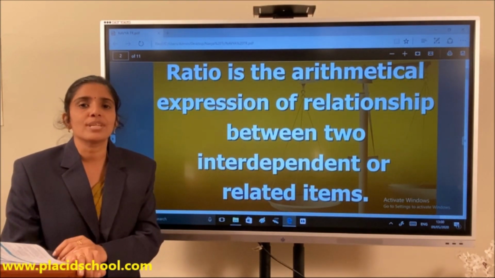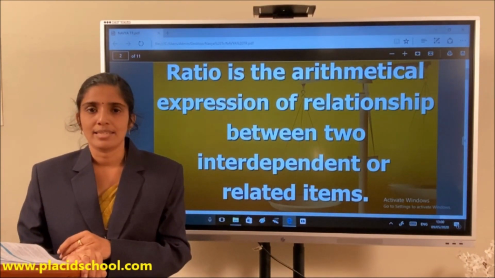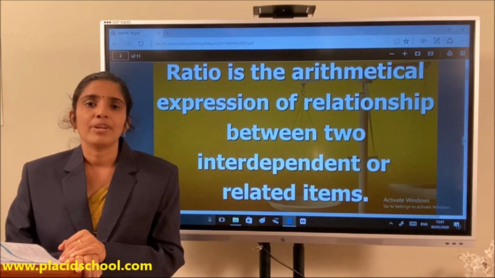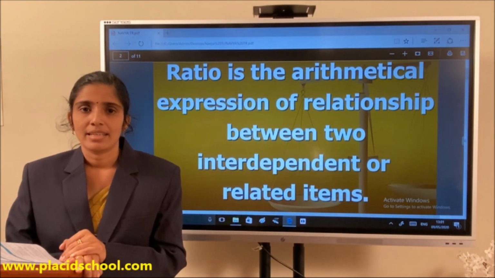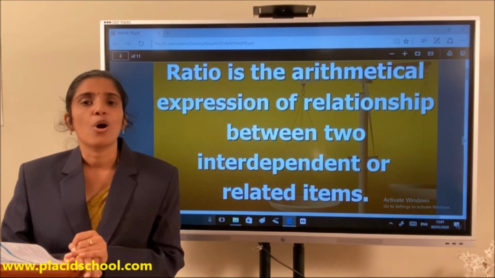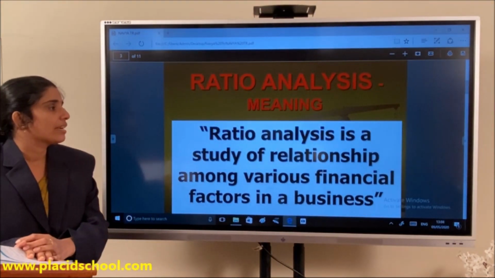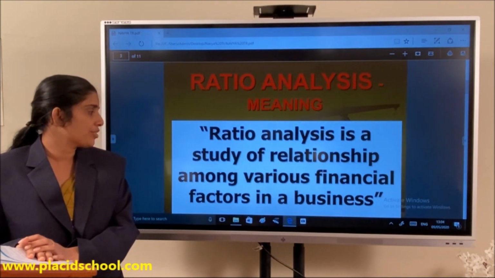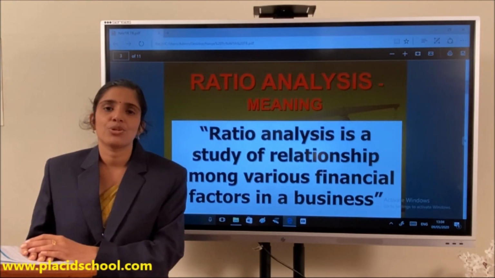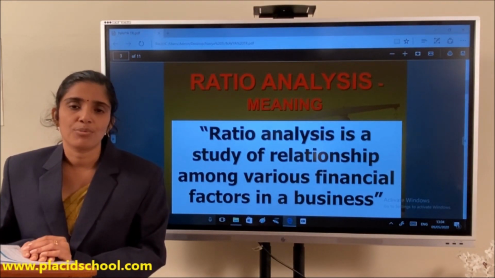This ratio we use in the financial statement. That is called ratio analysis. Through this ratio analysis, we can easily understand the financial statements data. That means we can easily understand the financial position of the organization and also the operating efficiency of the organization. Ratio analysis is a study of the relationship among the various financial factors in a business. With the help of this, we get a clear picture of the financial statements, that means the balance sheet and the profit and loss account.